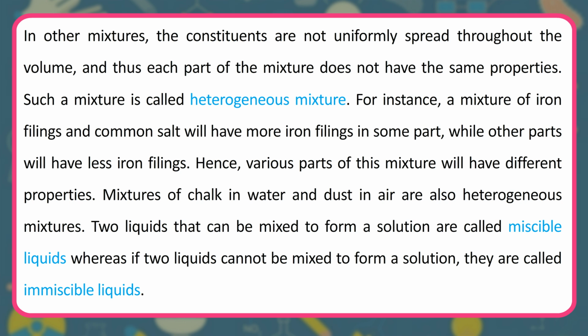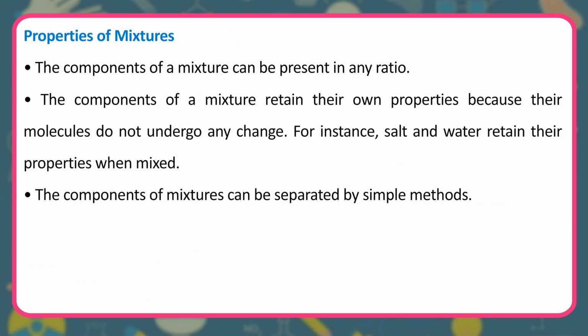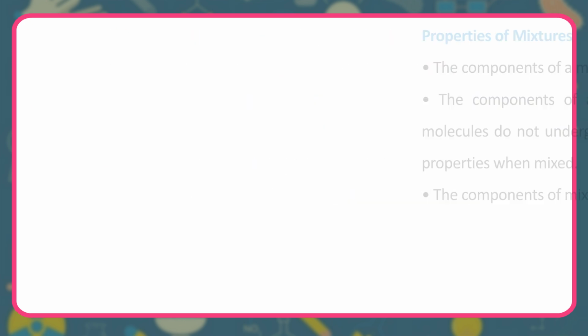Two liquids that can be mixed to form a solution are called miscible liquids, whereas if two liquids cannot be mixed to form a solution, they are called immiscible liquids. Properties of mixtures. The components of a mixture can be present in any ratio. The components of a mixture retain their own properties because their molecules do not undergo any change. For instance, salt and water retain their properties when mixed. The components of mixtures can be separated by simple methods.